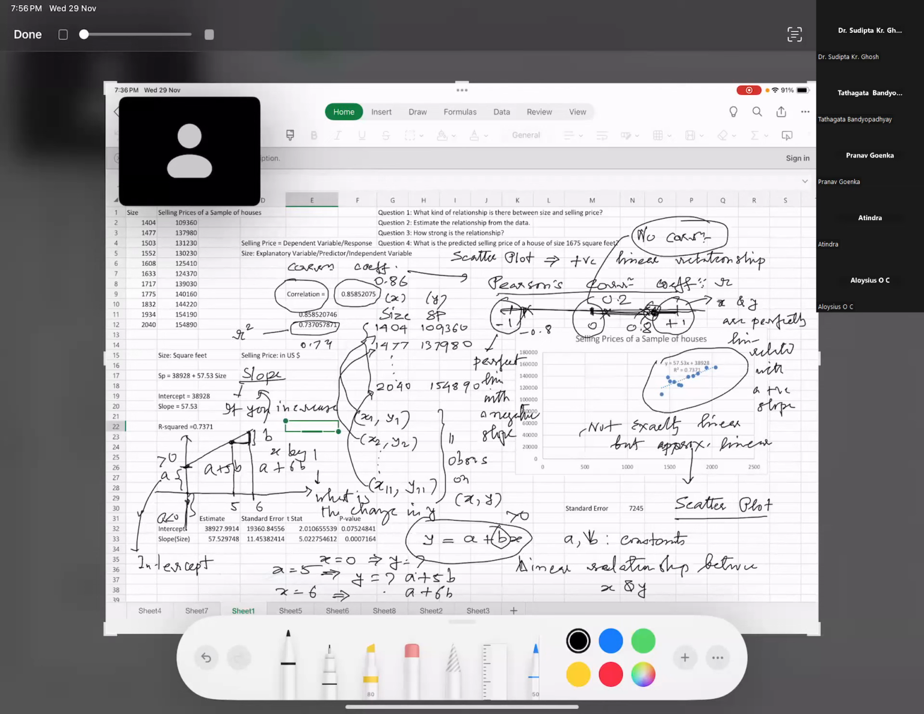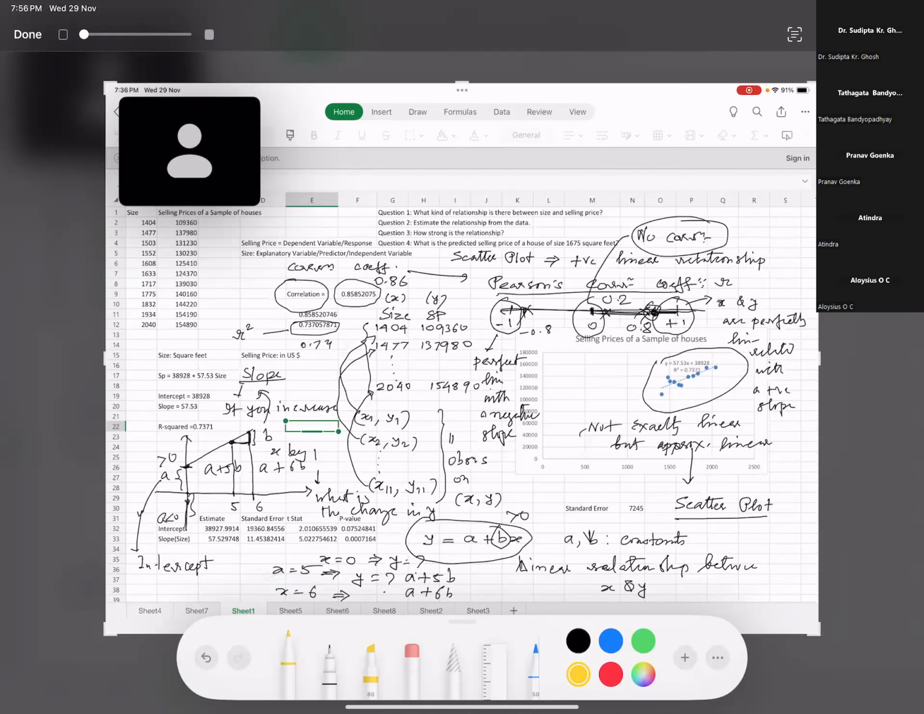Many times I will talk about it when I consider three variables. What is the meaning of R square? In the case of two variables, you just compute R square, and R square tells you how good your data is for prediction. I will come to the interpretation in the next sheet. So now let's consider question 2, estimate the relationship from the data.